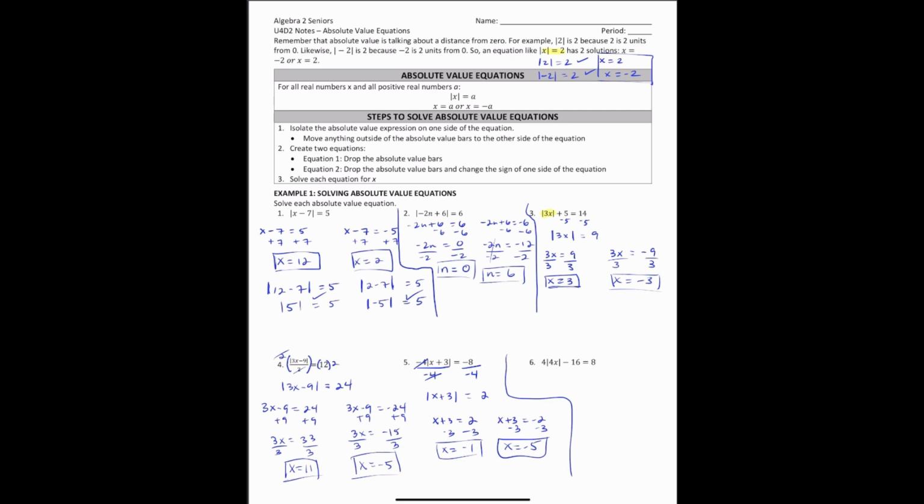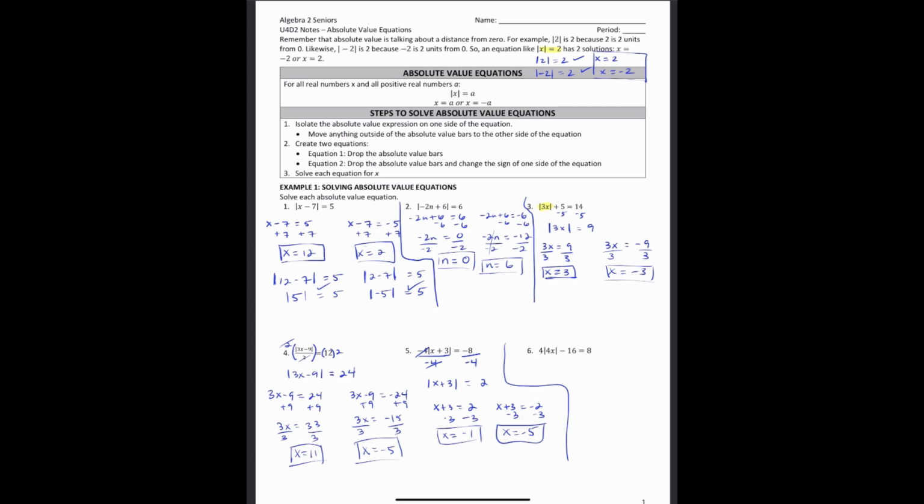equals 8. Now, what I recommend that you do first, since we're trying to get the absolute value of 4x on its own, is add both sides by 16. So we have 4 times the absolute value of 4x equals 24. And then we're going to divide both sides by 4. So the absolute value of 4x equals 6.